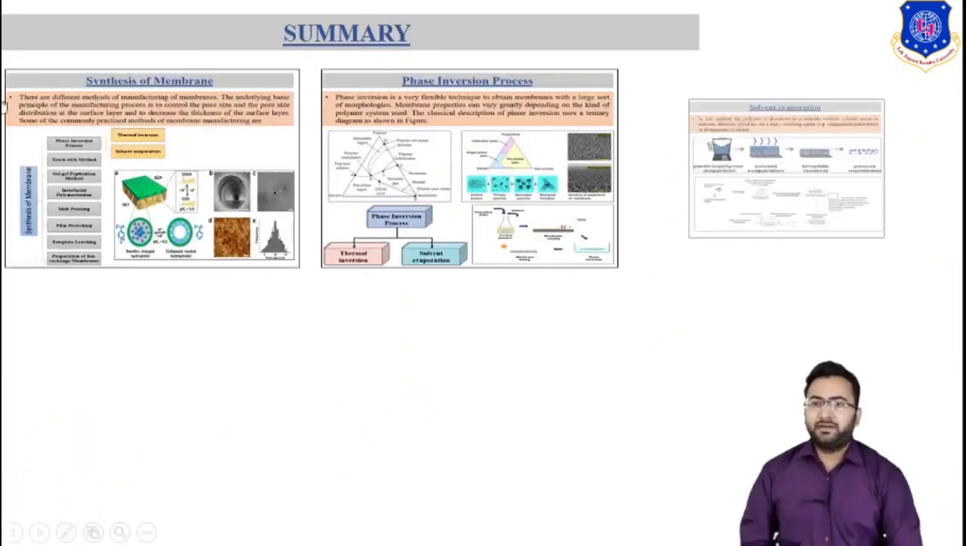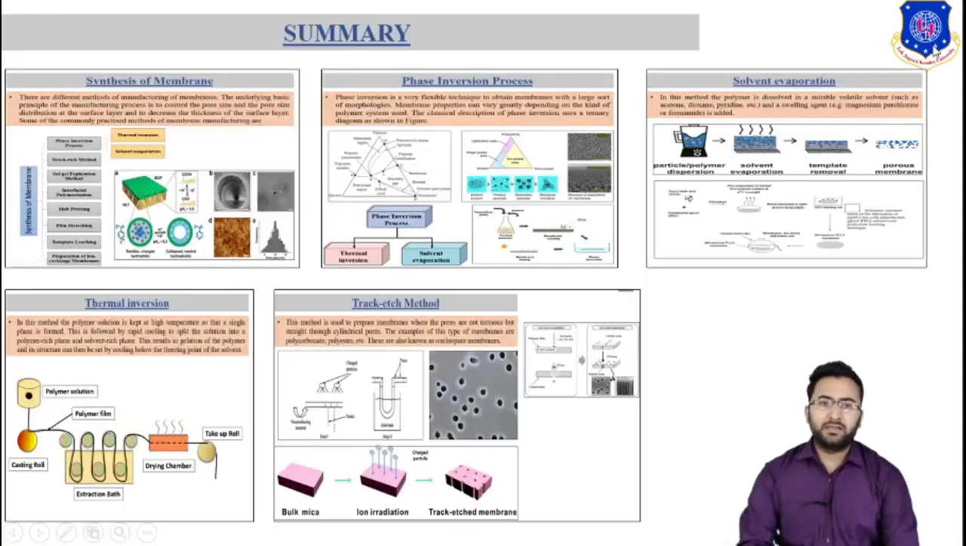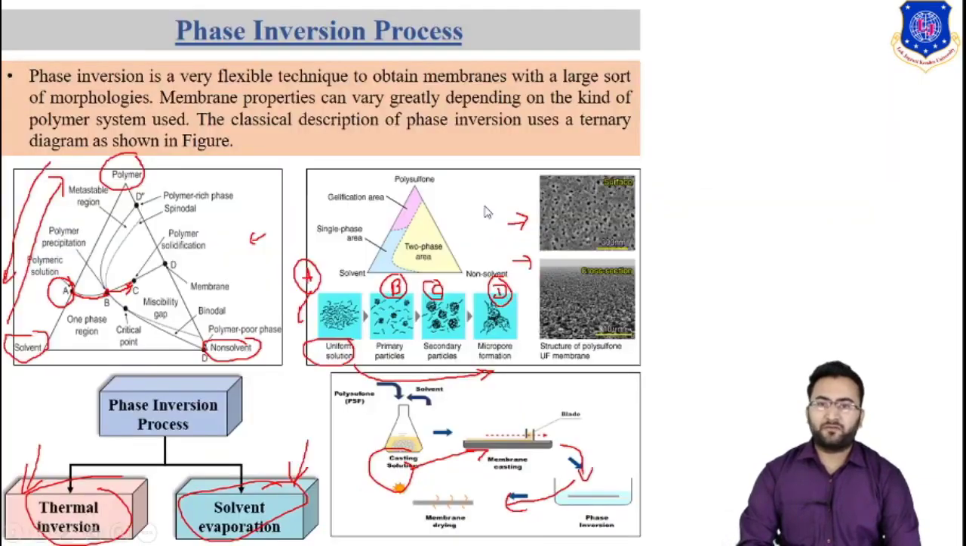So in this lecture, we discussed the synthesis of membranes. There are various methods such as the phase inversion method, track etch method, sol-gel method, interfacial polymerization method, melt pressing method, film stretching method, template leaching method, and preparation of ion exchange membranes. In this session, we studied phase inversion processes such as thermal inversion, solvent inversion, and the track etch method. Then we discussed in detail the phase inversion method, where we discussed a ternary diagram in which the solvent, polymer, and non-solvent are the three sides of the triangle.